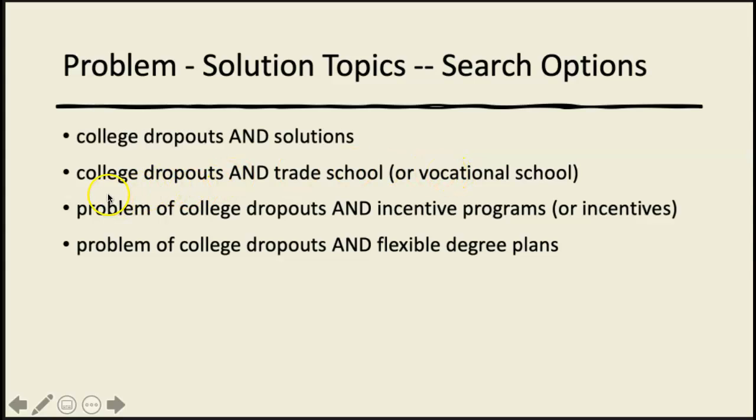because this is a problem solution paper, right? Here's a more specific search, college dropouts and trade school or vocational school, because that's what one of my solutions is, going to a trade or vocational school to combat being a college dropout. I could also search problem of college dropouts, which is the topic for the paper, and incentive programs or incentives, because that's another one of my points. And then another way to search it is problem of college dropouts and flexible degree plans, because that's the subject for my paper and one of my solutions.